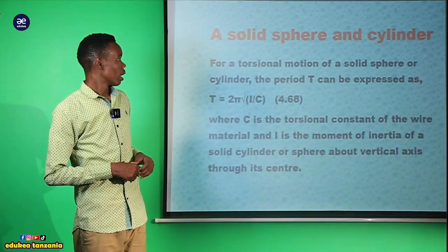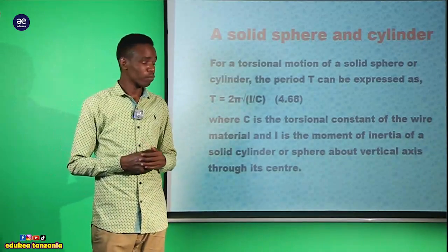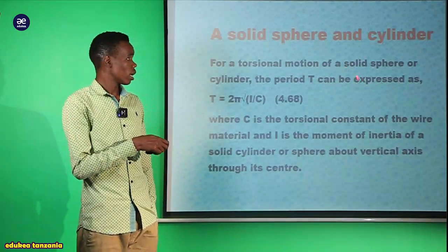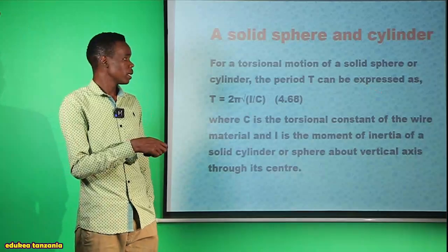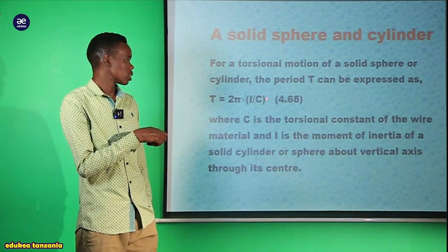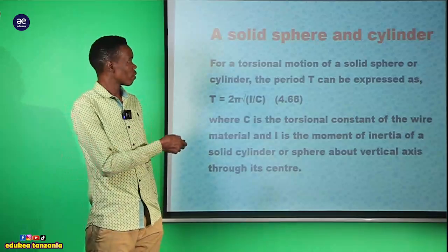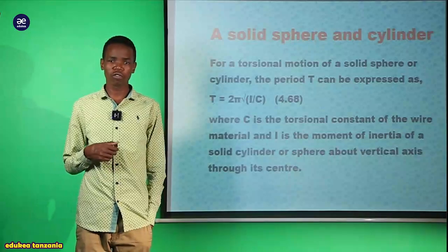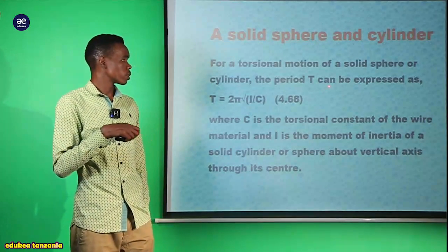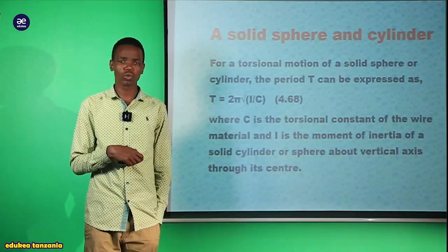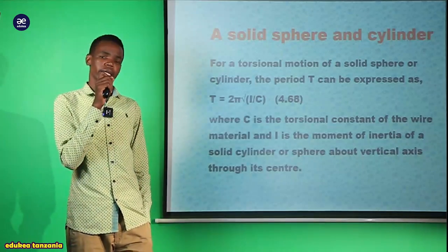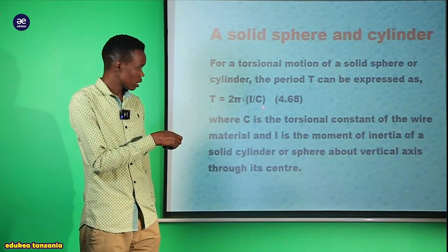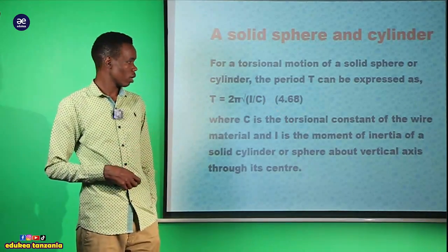So after this, let us look at a solid sphere. For a solid sphere and a cylinder, the torsional period can be expressed as this. If we recall, for this solid sphere and also a cylinder, we get the period of oscillation as T equals 2 pi, then times the radical of the torsional inertia divided by this c. This c represents the torsional constant.